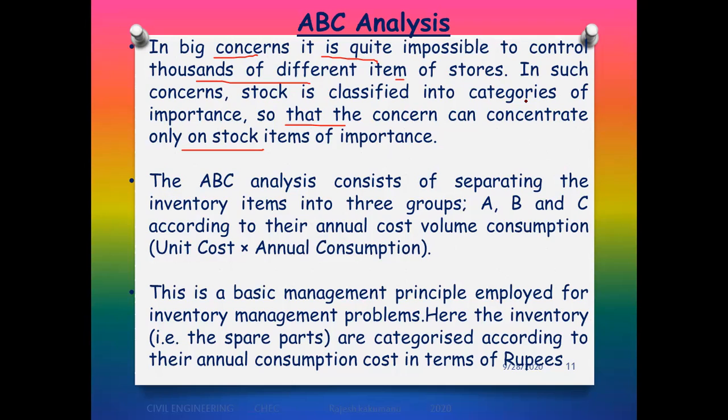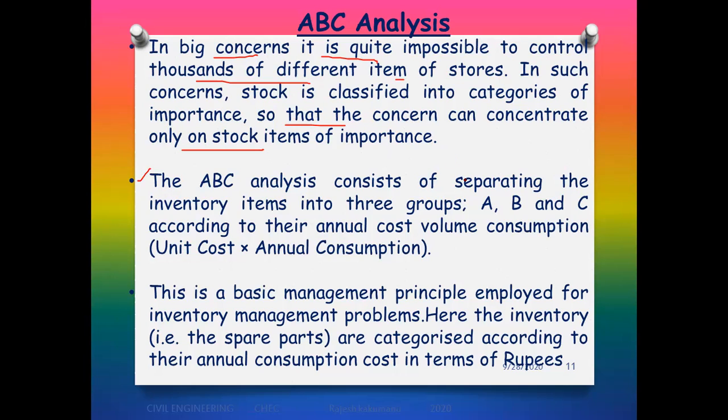So here also you have to classify the stock into various categories of importance so that the concern can concentrate on the stock items of importance. So then we will give importance to the stocks whatever we are having in the godown or in the stores. Next point. The ABC analysis consists of separating the inventory items into 3 groups. So the materials in the inventory stores, the ABC analysis can be divided into 3 categories.